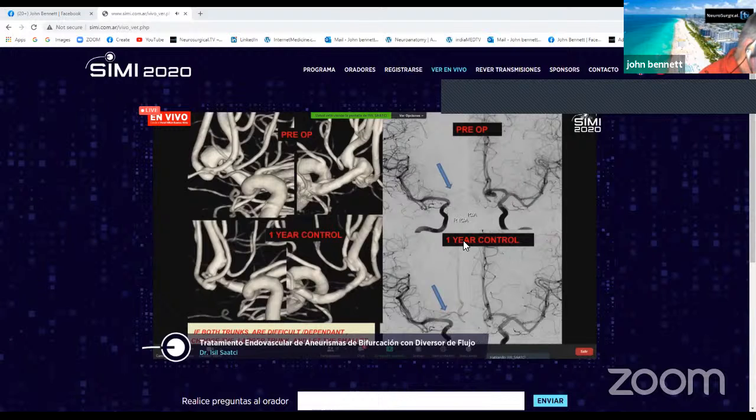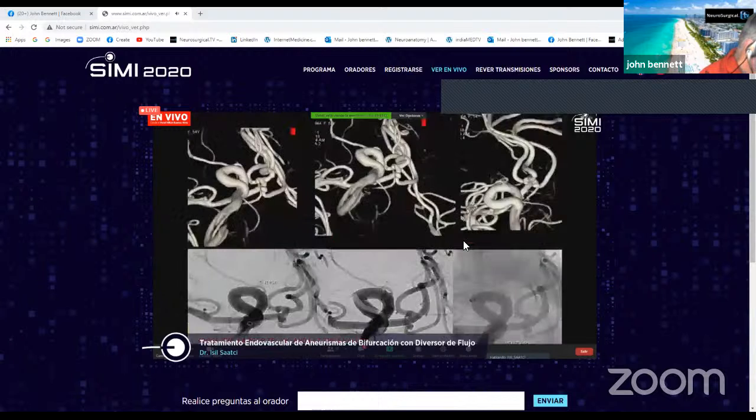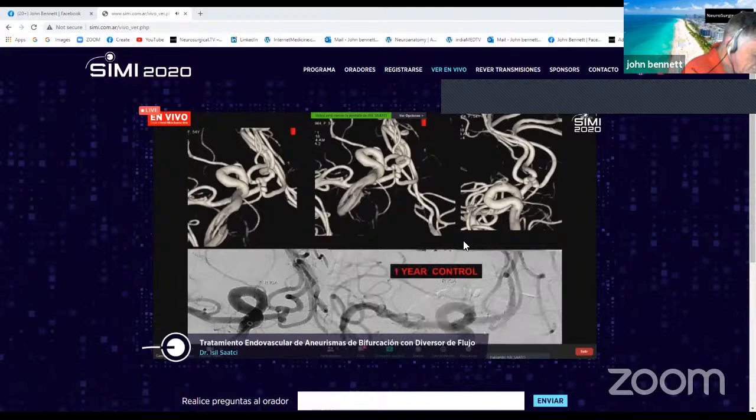Another ACOM complex aneurysm, 2 blisters with a rupture story, and we placed a flow diverter in the most straight orientation, and in the control, the ACOM complex is very nicely reconstructed. The blisters were gone, and the branches are patent.